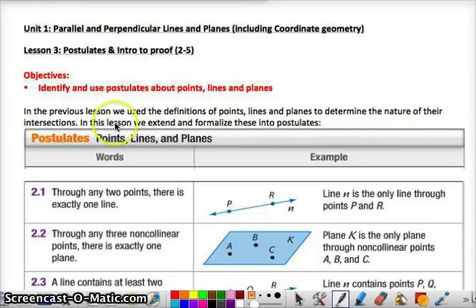All right, on to lesson number 3. Our lesson number 3 is introducing some of the key postulates for the foundations of geometry.